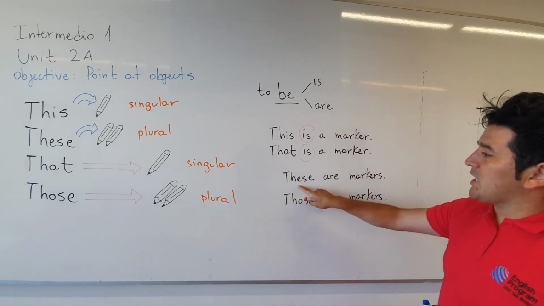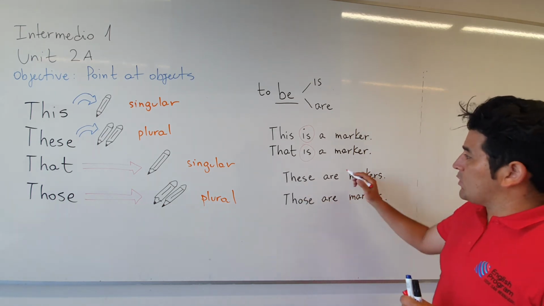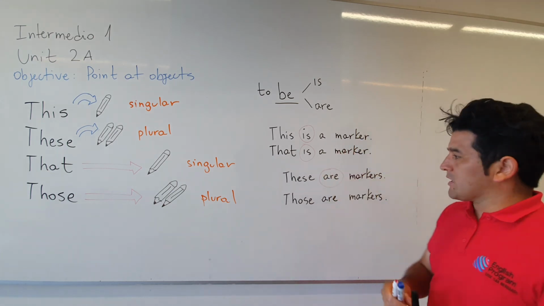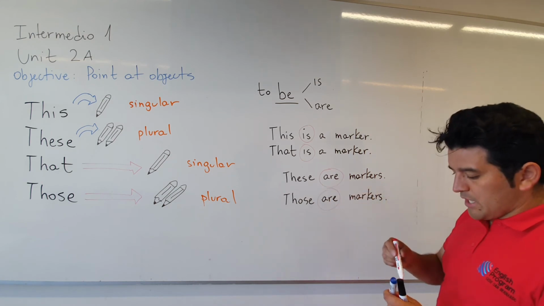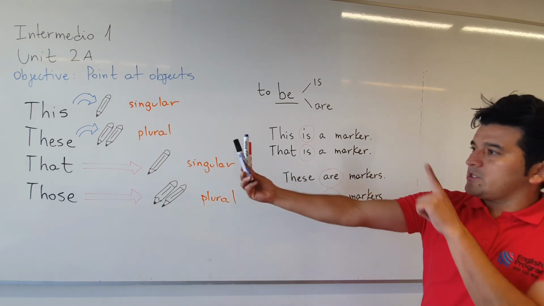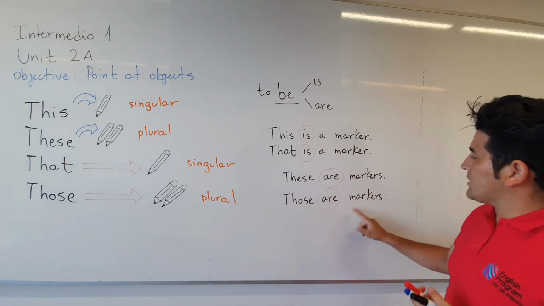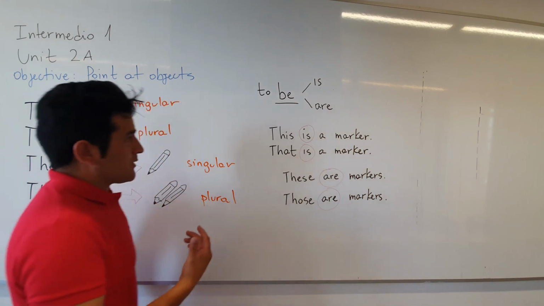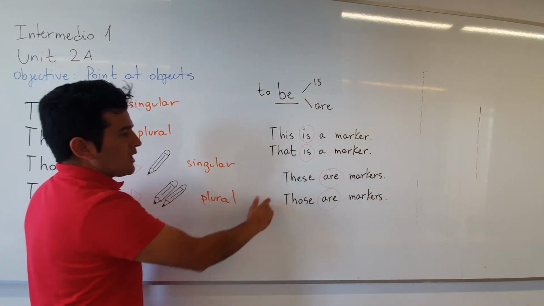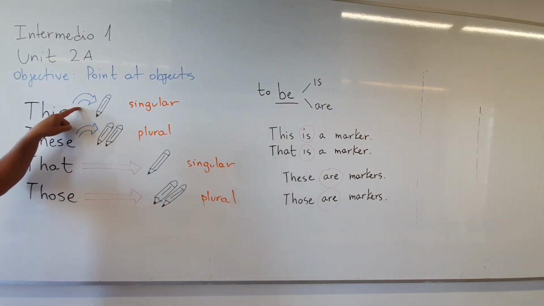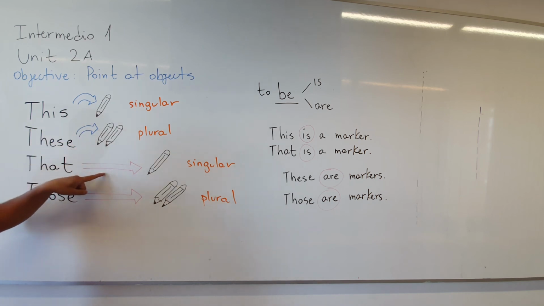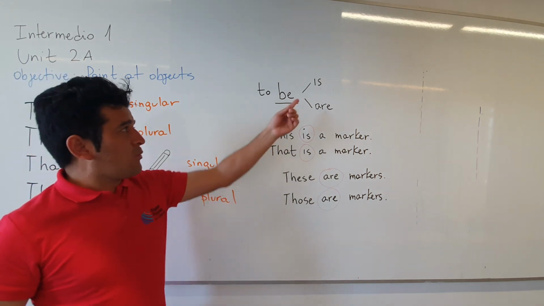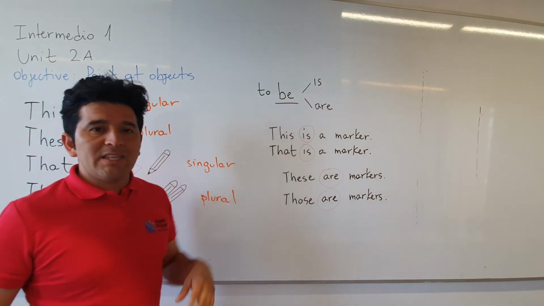Okay, so in this case, if we use these and we use those, we use these are markers, and in the case of those, we say those are markers. Those are markers because they are plural, okay? So there we can see it again, okay? Singular, plural. Near, cerca, far, lejos, okay? So that's it. Remember that in this case we just use is or are, in the case if it is singular or plural, okay?